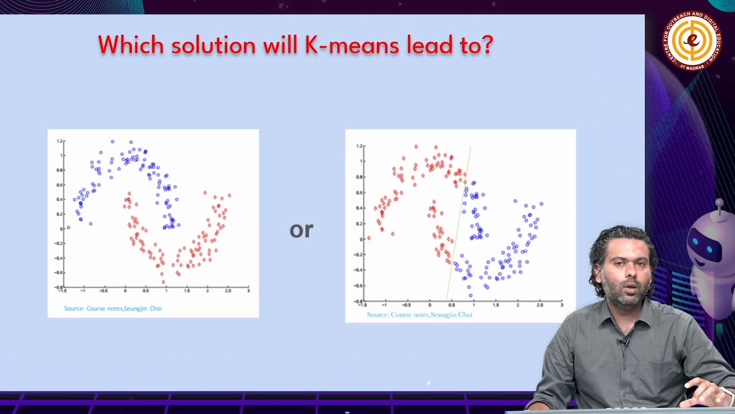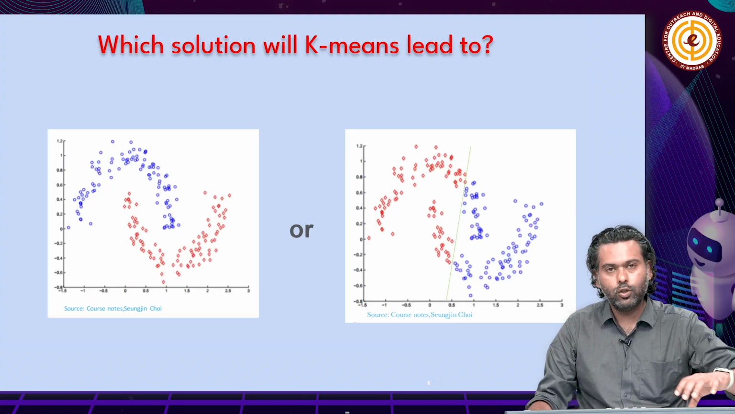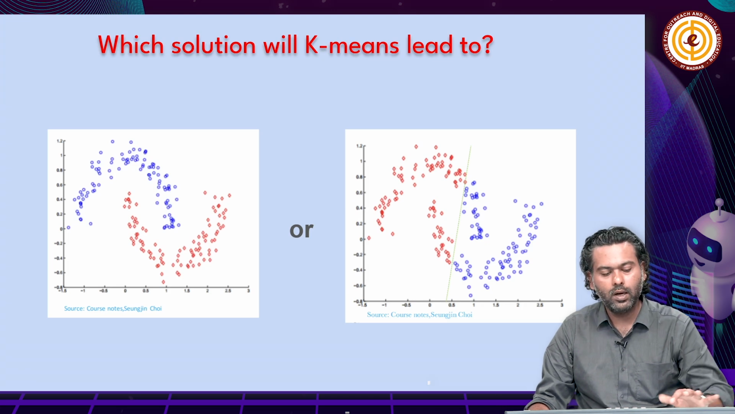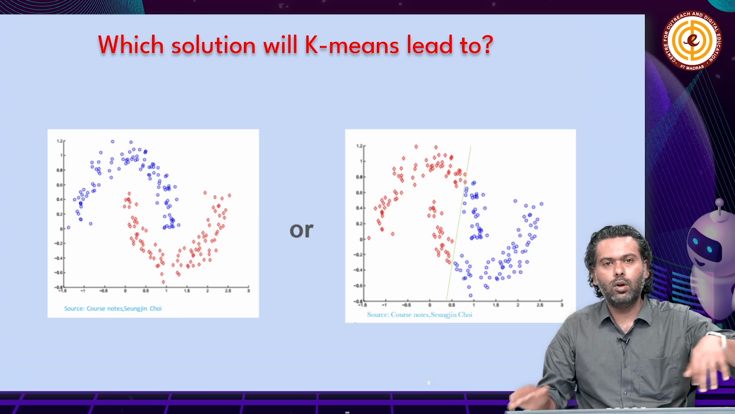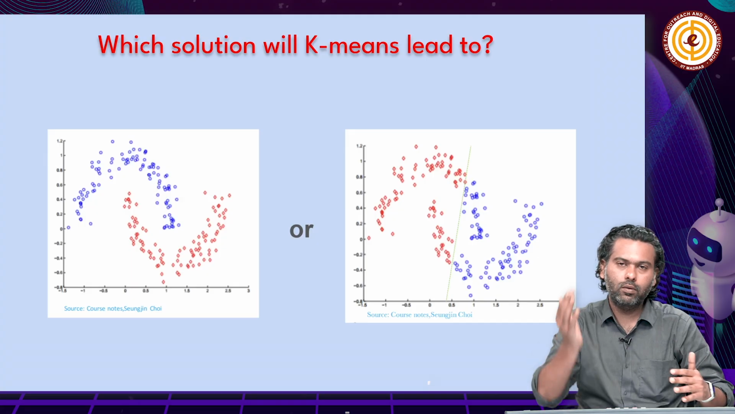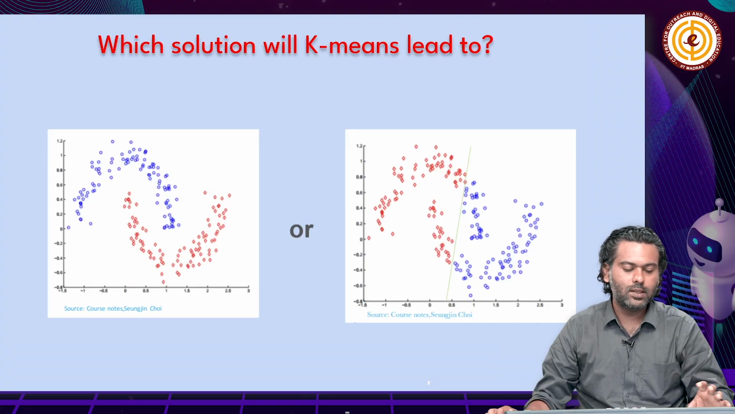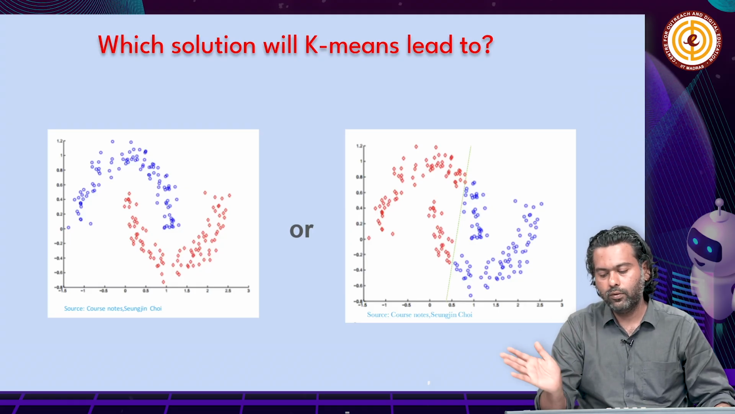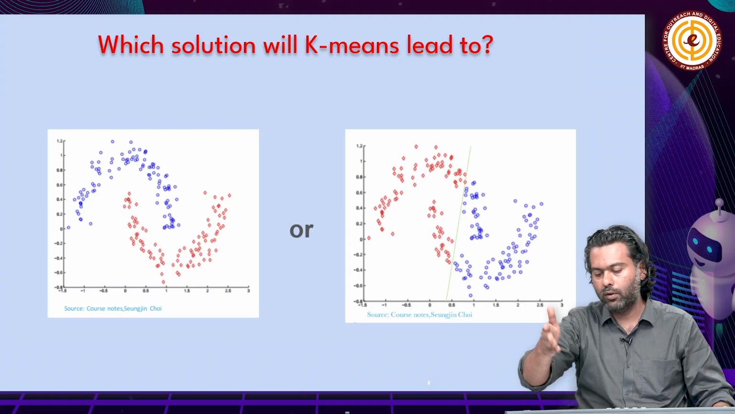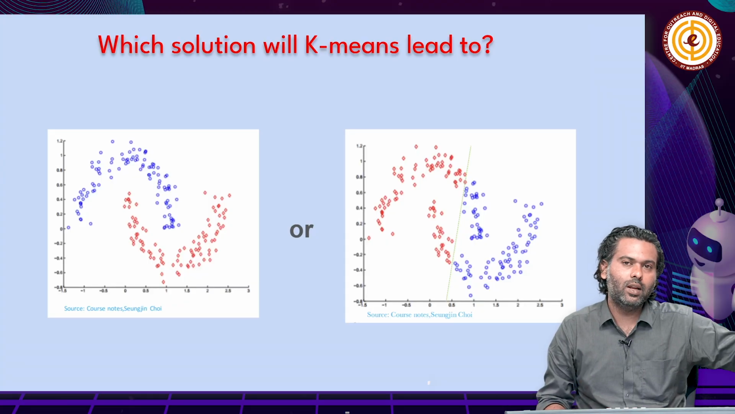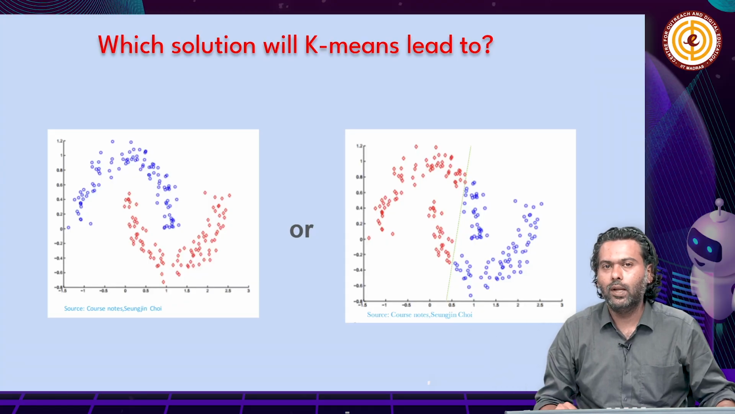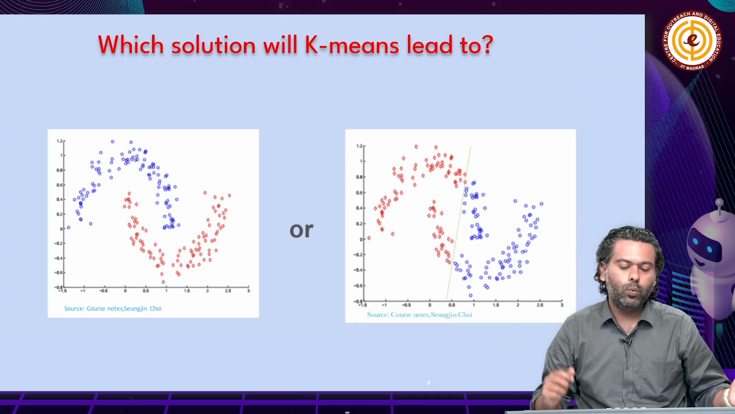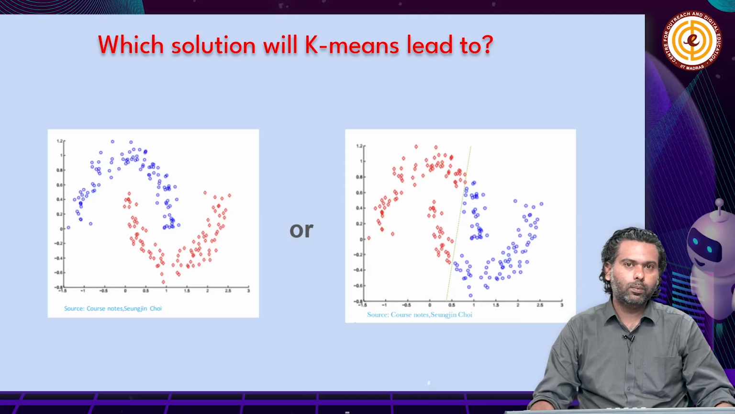On the left, what we have is the natural clustering that we thought would come out, which is the blue versus the red. This is called the two moons data set. You have a moon like this and a moon like this. Will it extract out the correct moons, or will it do something else? It will put a line, and the ones on the left are one group, the ones on the right are another group. Which one will our algorithm lead to?